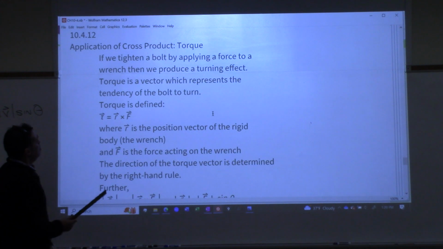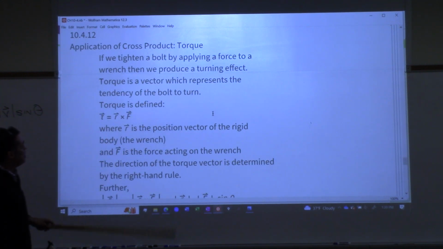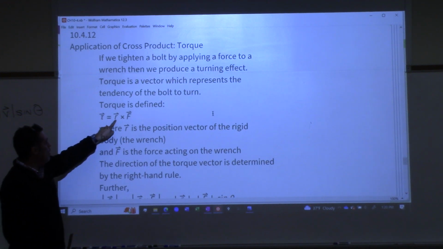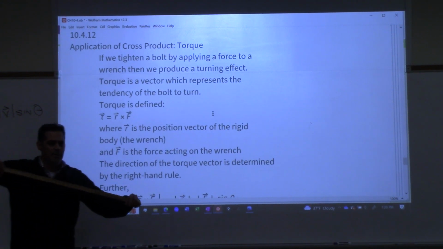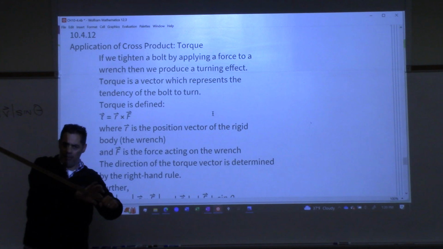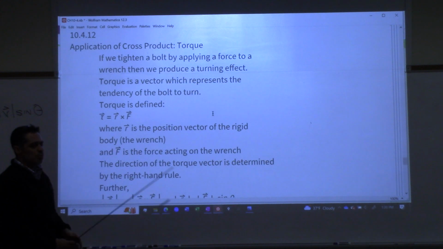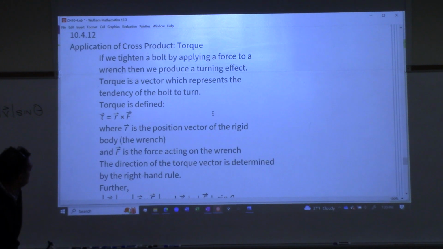So we say that torque, this idea of torque, is a vector which represents the tendency of the bolt to turn. Torque is defined to be T or tau, whatever you want to use, and it's a vector. It's just the cross product of R and F, where R is the position vector of the rigid body, so that would be like the wrench that you're turning. That is a vector. And then F is the actual force that's acting on that wrench. So if you take those two vectors and cross them, you get the torque.